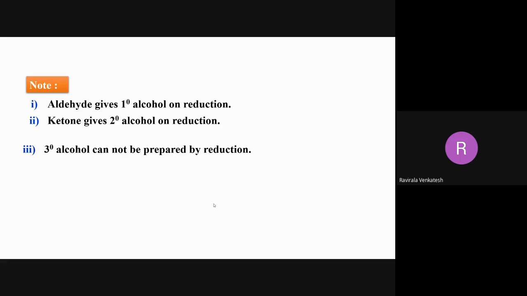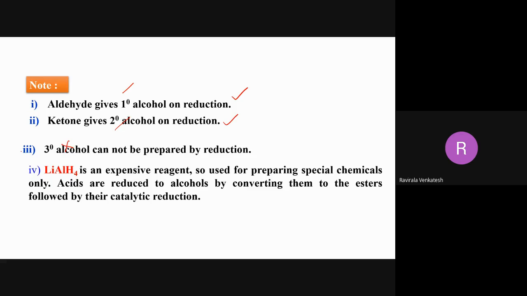This is what we just discussed. Primary and secondary alcohols we can prepare. Tertiary alcohol we cannot prepare, especially by using hydrogen, but there are different methods for it. Let me discuss that. By using the reduction method, we can prepare primary and secondary alcohols from aldehydes and ketones. Now one more thing: lithium aluminum hydride is very expensive, so it is used only for specific cases.